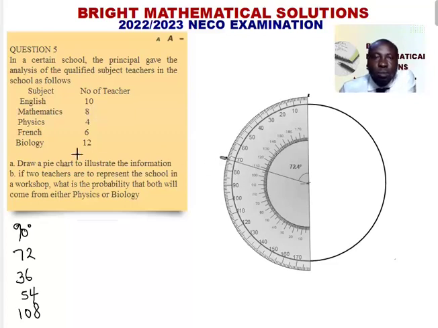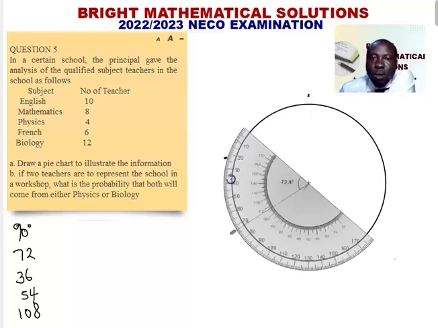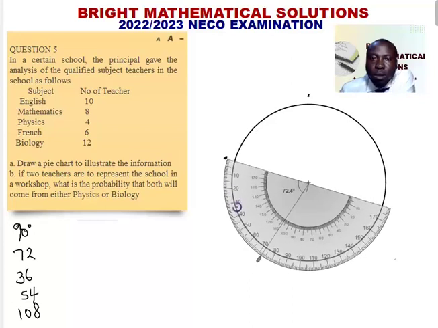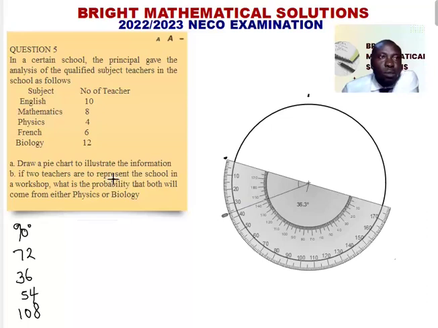Now the next one is 36 degrees. Let me shift my protractor again. So make sure it starts from that point as well. So I'm looking for 36 degrees. So we ensure that it stays on 36 degrees. Sorry for the little variations that I have around.